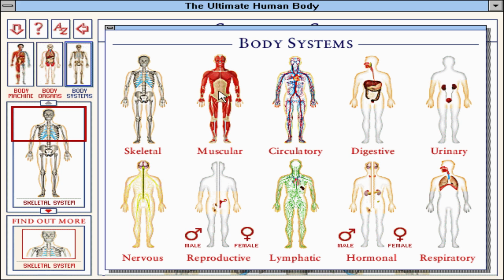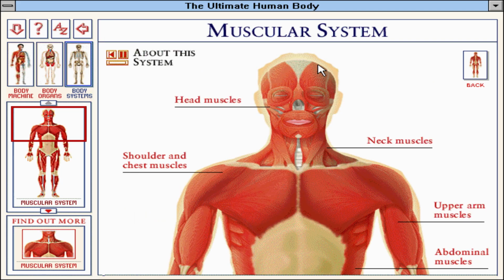Body systems. This system map deals with the muscles that are attached to the skeleton, known as the skeletal muscles. These muscles hold your body in position and enable you to move. They can roughly be divided into two layers, a superficial layer and a deep layer.